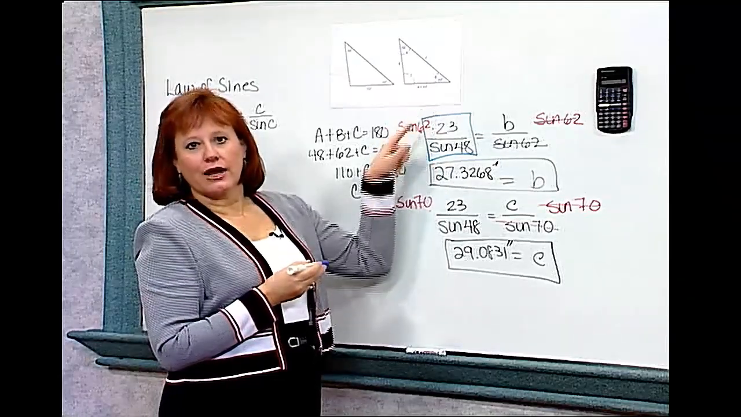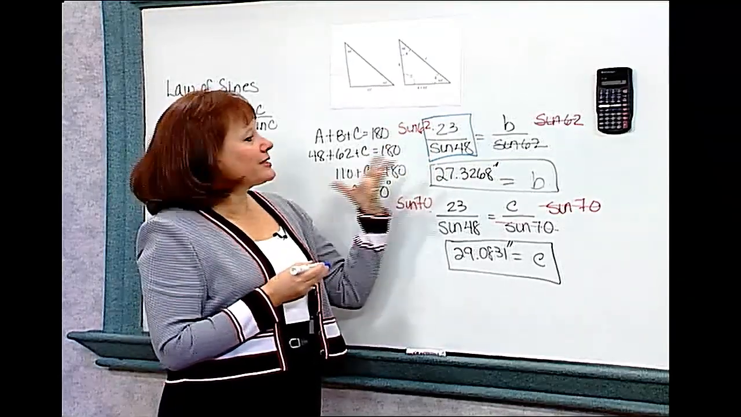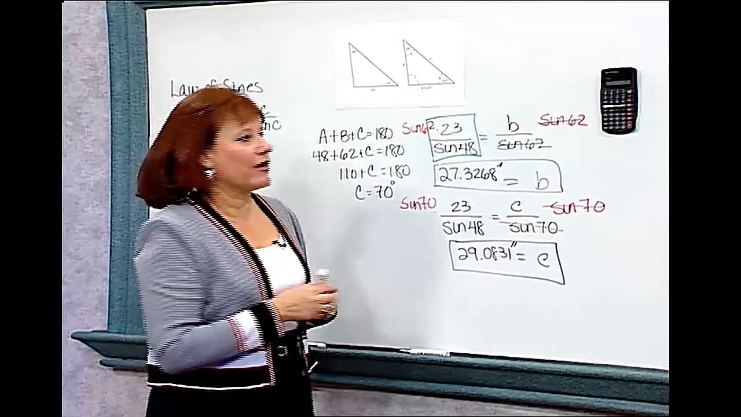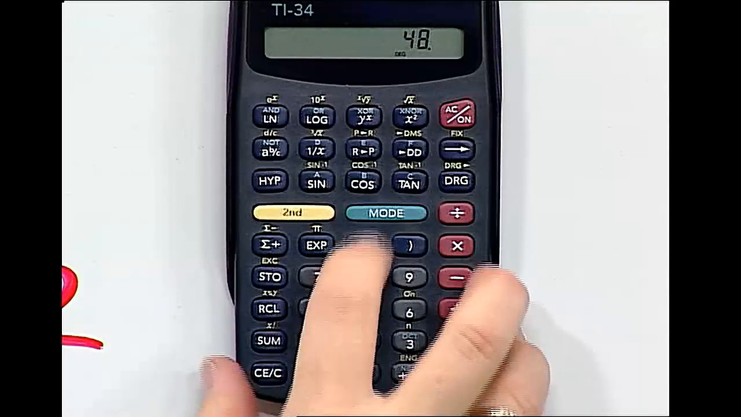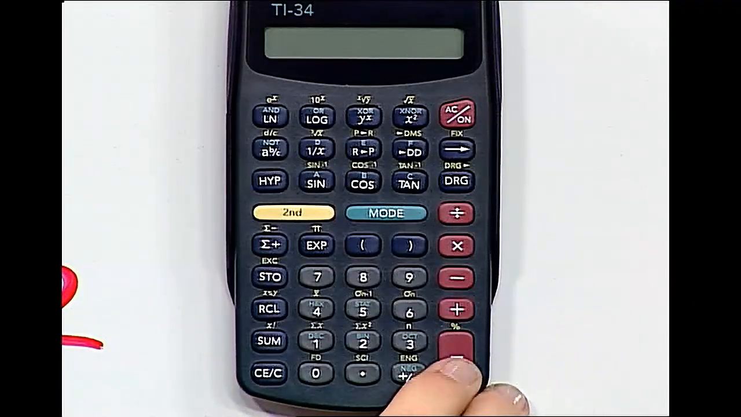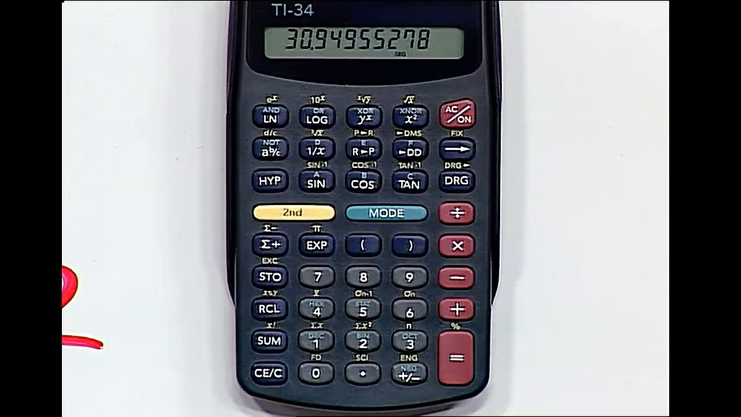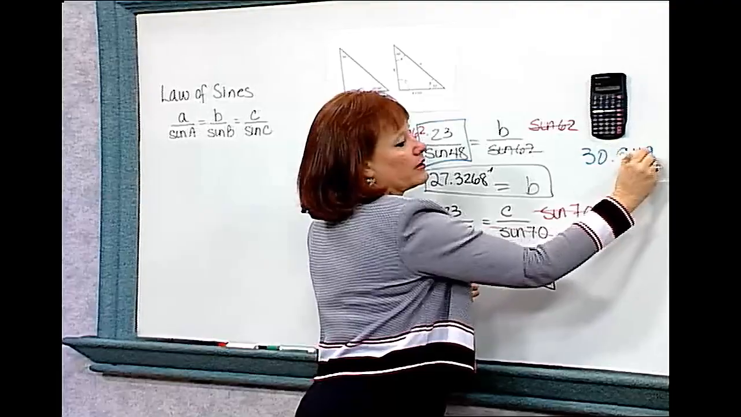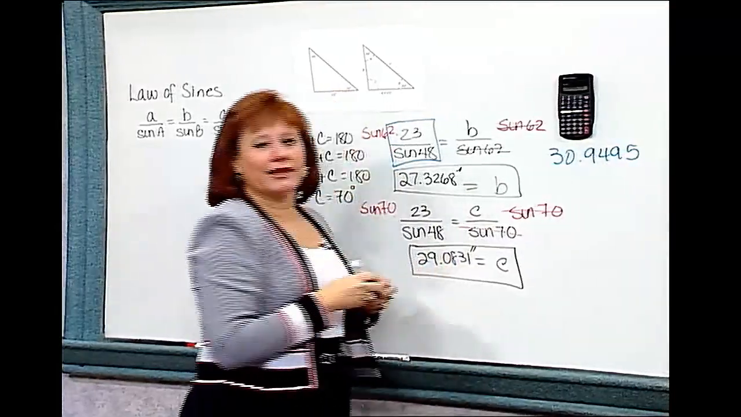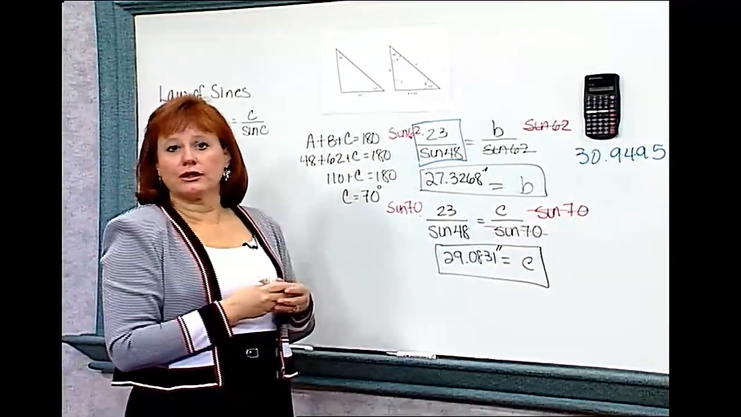That represented a over the sine of angle A. So let's see what would happen if we actually divided that out. We would have 23 divided by the sine of 48, and we get 30.949, or about 30.950, somewhere in that vicinity. So we'll take 30.9495. Now that's the ratio that we know everything else should equal.